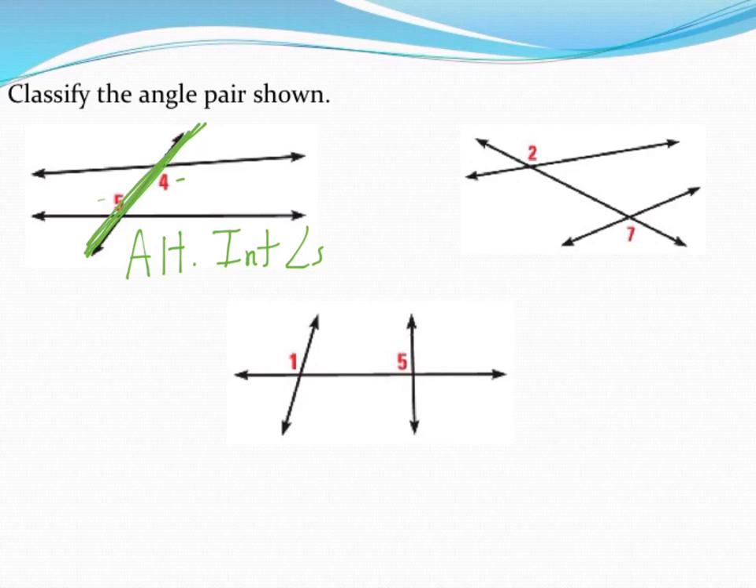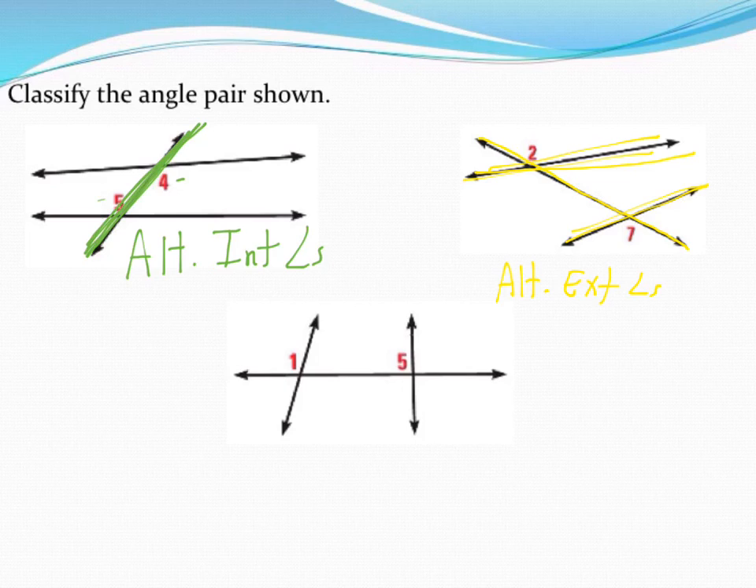Next up, again, if it helps, trace over these lines to see them better. There's my transversal. I can see that I've got exterior angles. They're outside of my two lines. And one's above, one's below the transversal, so I have another alternate. And since they were exterior, we'll say alternate exterior angles.